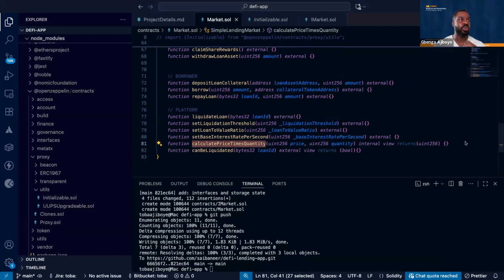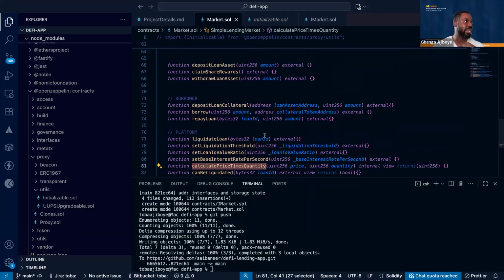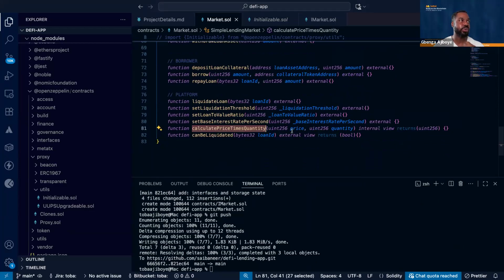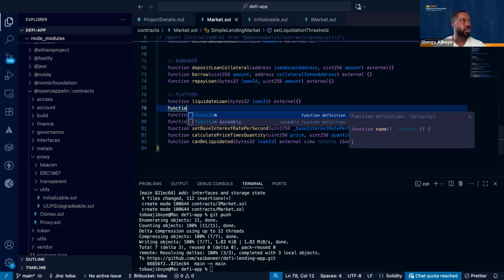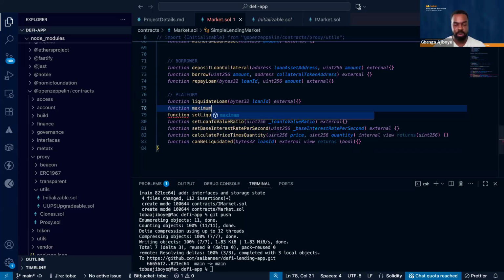So this returns price times quantity, and then we'll take this value and pass it into something that checks the loan to value ratio for that asset, and then we'll return the maximum borrowable amount for that asset. Maybe I should actually write that function and just add it in here. Function maximum borrowable amount.